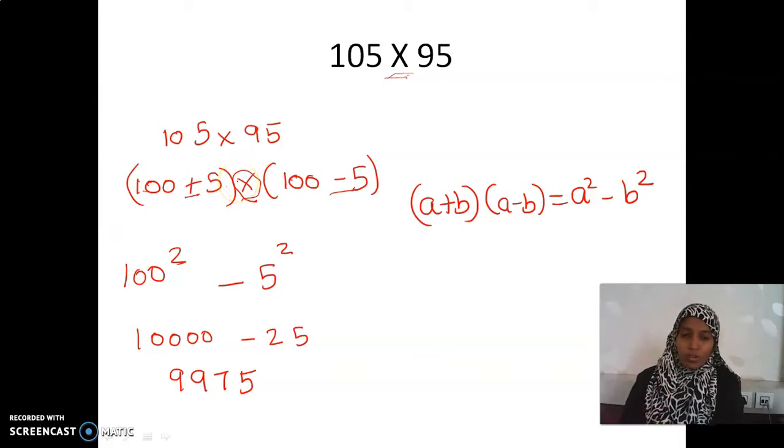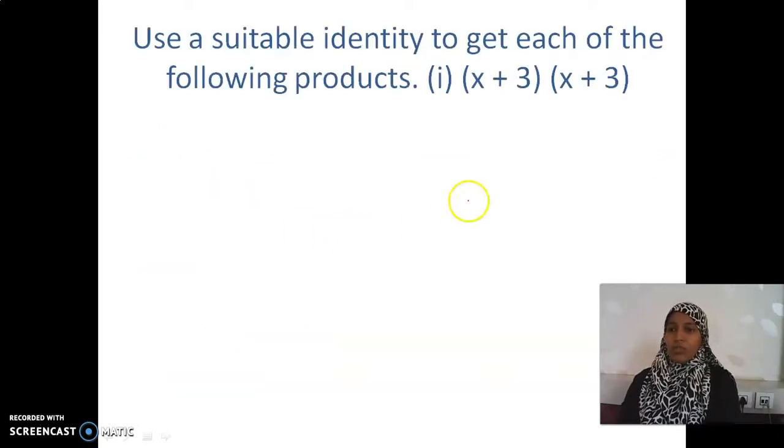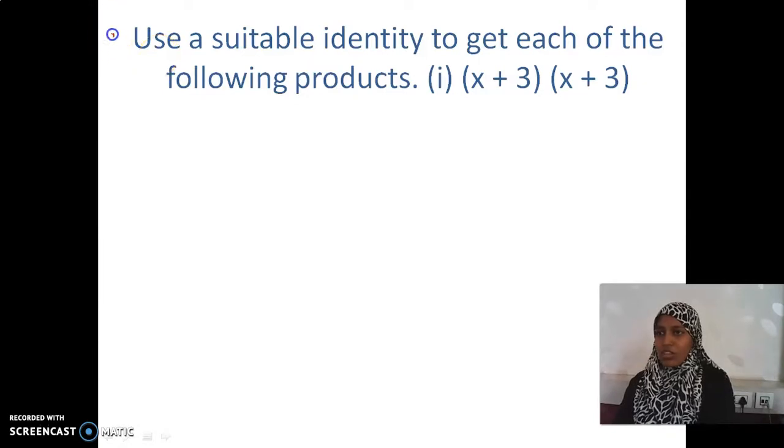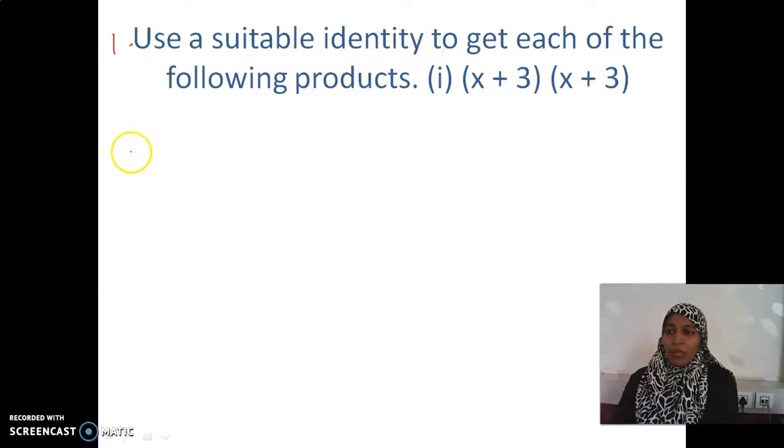That's what we are going to do now, and we are going to practice all these identities in today's class. We are going to discuss only the first two problems in that exercise. Are you all ready, children? Here in the first question, first subdivision. Use a suitable identity to get each of the following products. The first question is (x plus 3) into (x plus 3). So how can I write it in a simple form?